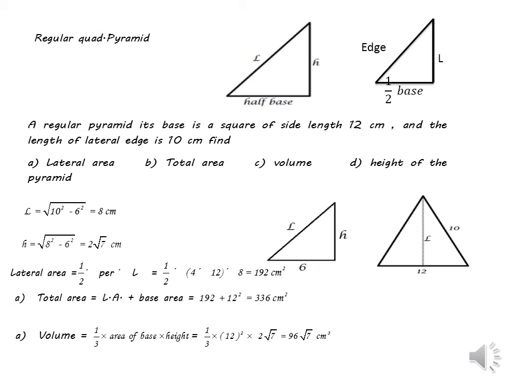The last requirement is finding the volume. The volume equals 1 over 3 base area times height, and the base is a square, so the base area will be side times side, or 12 squared, times the height of the pyramid, which equals 2 root 7. Finally, it will be 96 root 7 centimeters cubed.